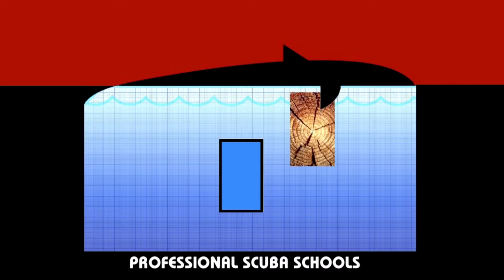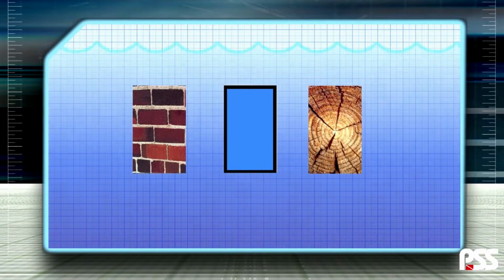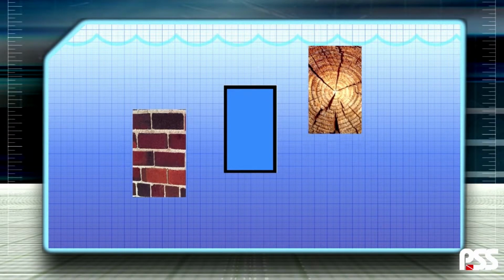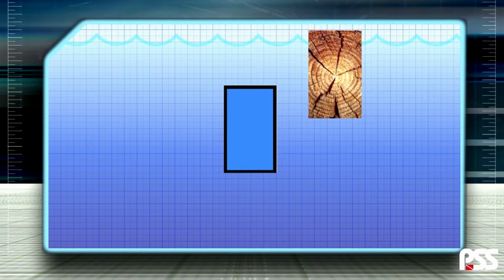Buoyancy. As Archimedes discovered, any object immersed in a liquid receives a thrust upwards equal to the weight of the liquid displaced. This force, called hydrostatic thrust, therefore opposes the weight of the object.